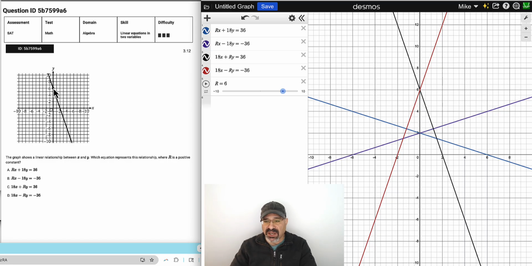As you can see, its y-intercept is (0, 6), right? And its x-intercept is (2, 0). You can see the x-intercept is (2, 0) here. So the correct answer is C, the third one, and we found it by typing in all of the answer choices into Desmos, using R as a slider constant, and then just adjusting it until one of the lines matched up perfectly with what the question was asking us.